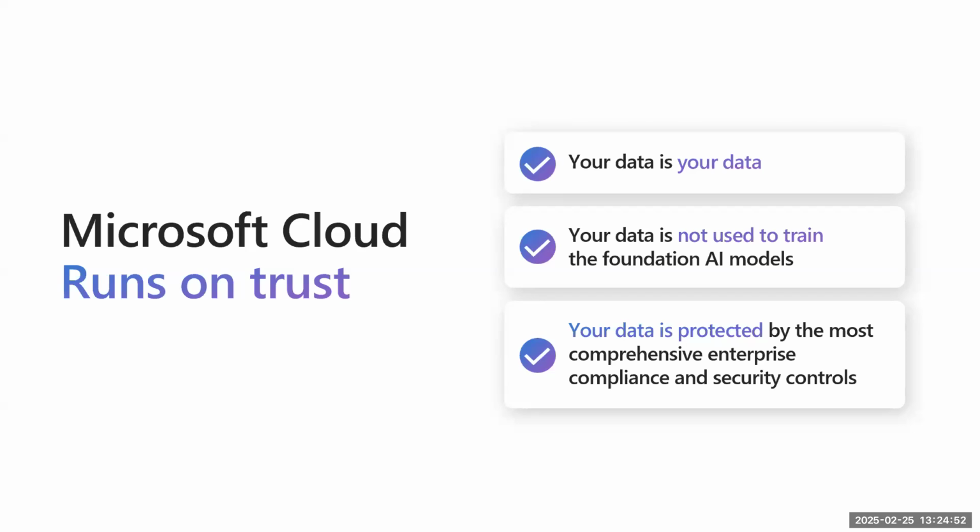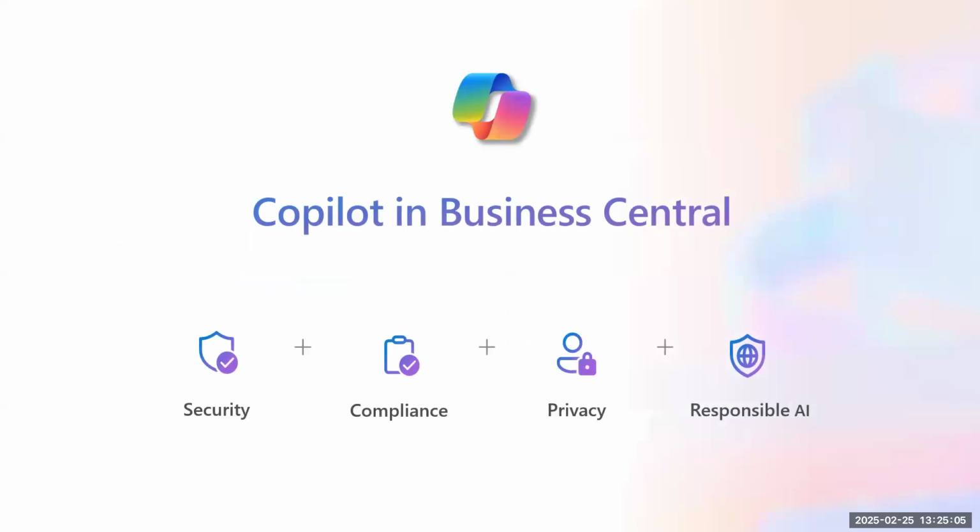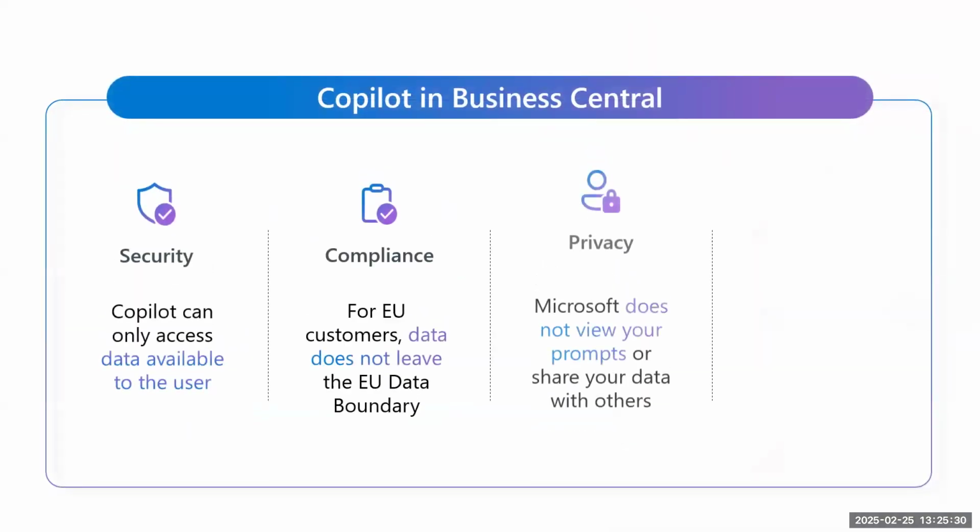So we are not going to use your data to train a model. We're not going to leak your data. All of that data is respected by Microsoft responsible AI principles, same as all other Microsoft products. So in Business Central, we build on top of Microsoft's responsible AI approach. I want to make sure that we focus on all of those different areas: security, compliance, privacy, and also responsible AI.